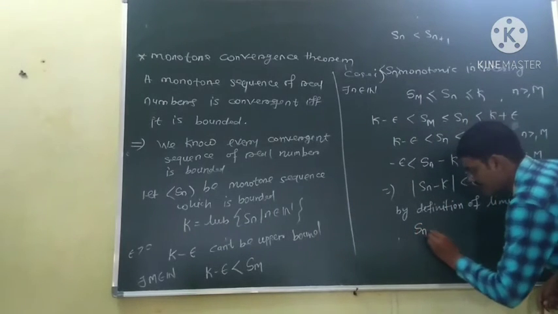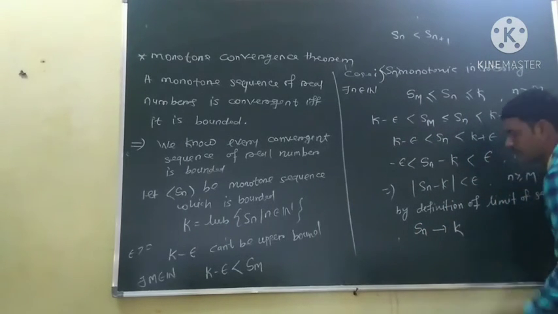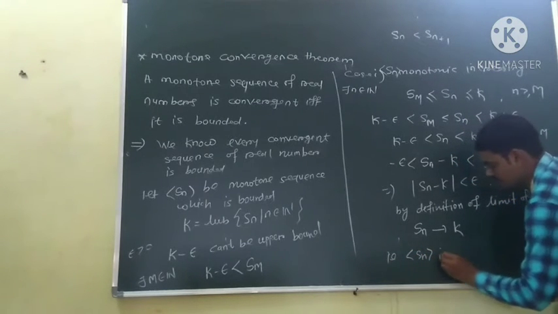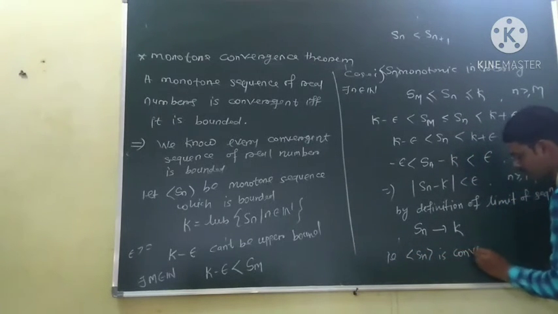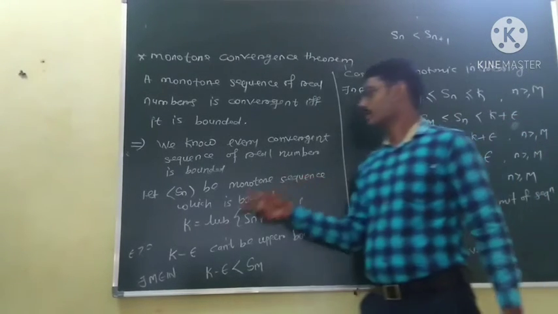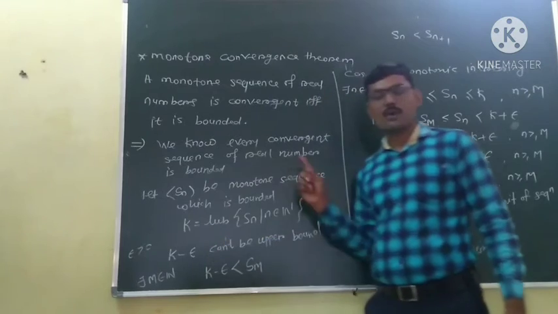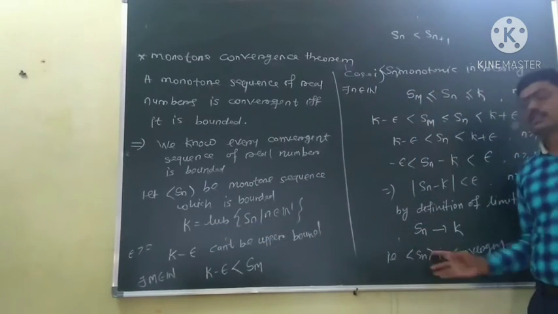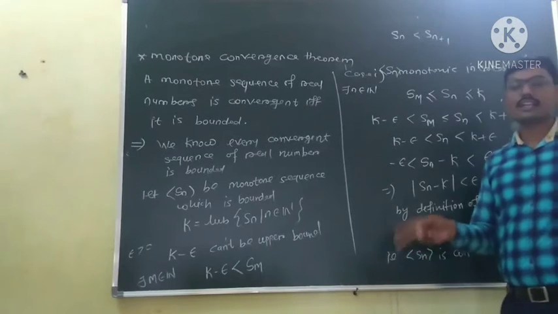Sequence Sn converges to k, that is, sequence Sn is convergent. So every sequence which is bounded and monotonic increasing is convergent. Now we will see the second case.